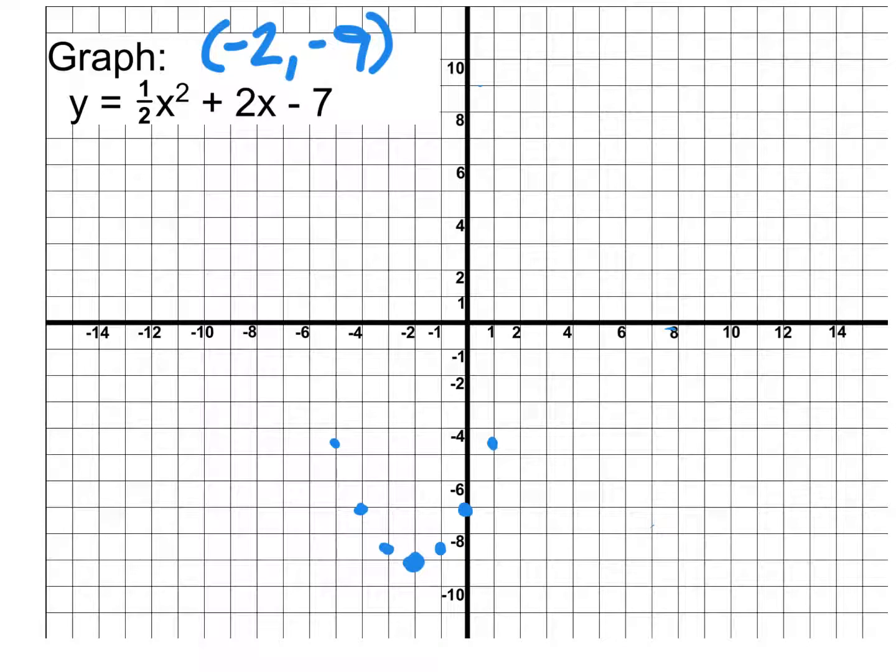Over 4 is normally up how far? 16. And 1/2 of 16 is 8, so it's over 4 and up 8. Alright, over 5 is normally up 25. So we go to 1/2 of 25, which is 12.5. So it's over 5 and up 12.5.